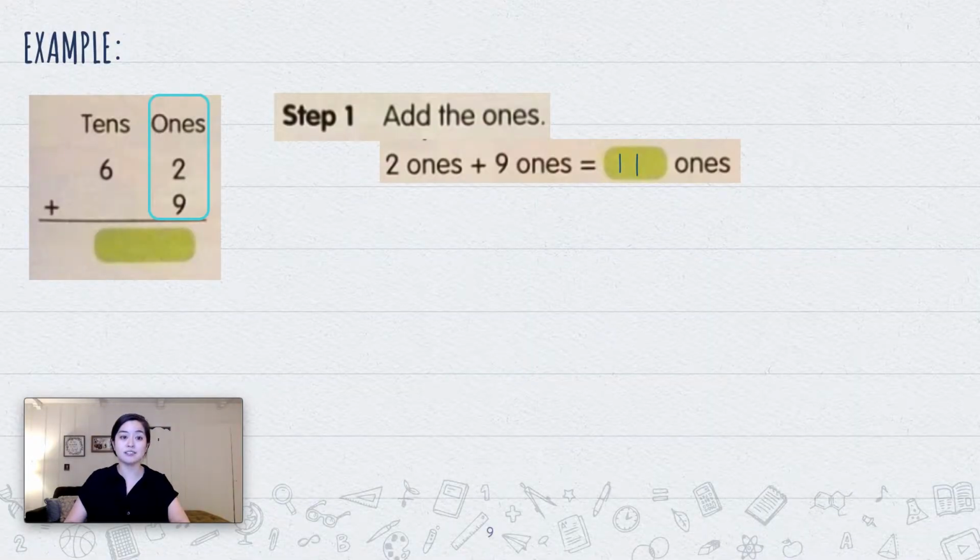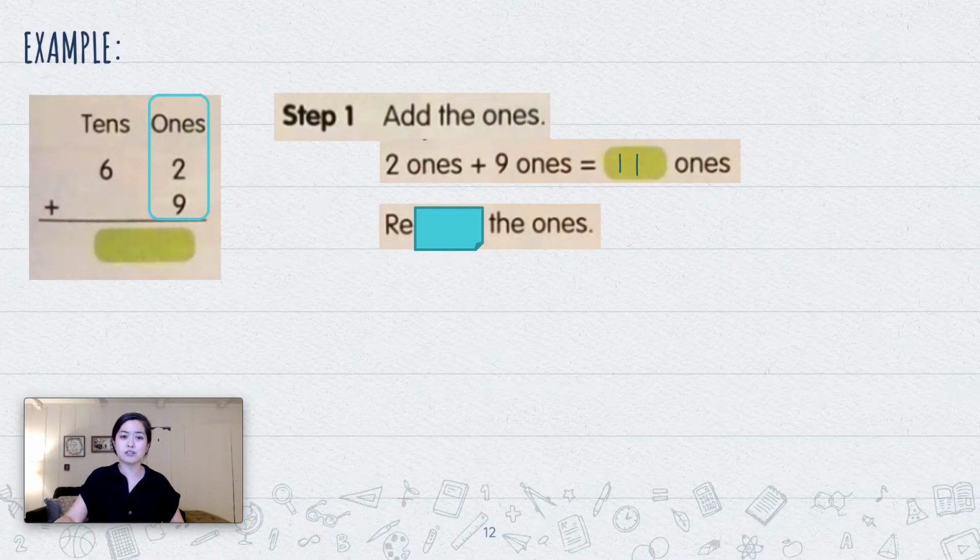11 ones. So, let's write the 11 in the ones column. Wait, we can't do that, right? We can't write 11 in the ones column. That's too many numbers in the ones column. Each column of this place value chart, we can only write one number, like 0, 1, 2, 3, 4, 5, 6, 7, 8, or 9, and that's it. So, we're not supposed to write a 2-digit number in one column in the place value chart.